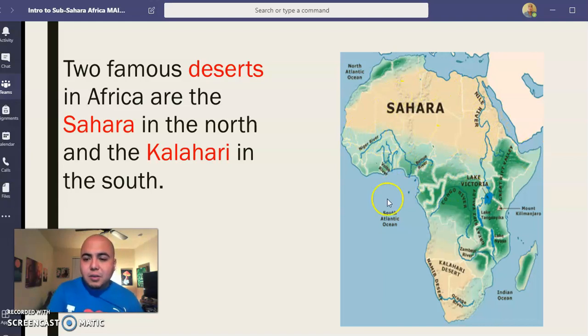So below the Sahara Desert, remember, what does the prefix sub mean? That means below. So Sub-Sahara means below. So below Sahara is the Sub-Sahara region. So we have two famous deserts, the Sahara right here, and then we have the Kalahari Desert right here.